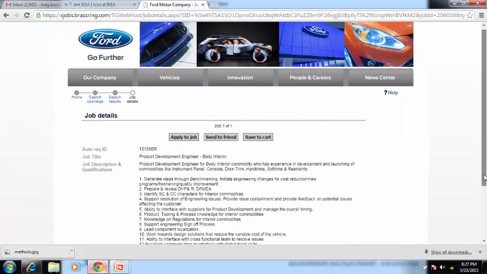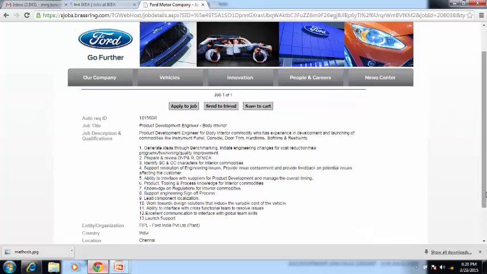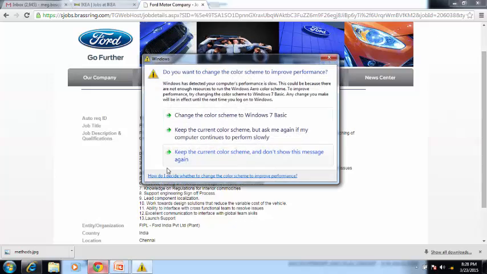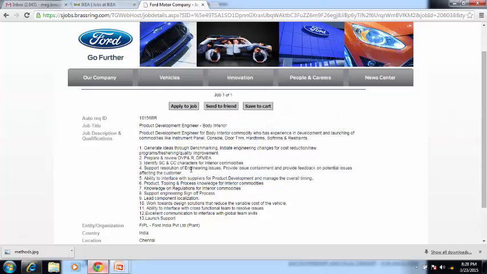I've taken a third example, which is Ford India, and this is for a product development engineer. As you can see, again, similar entries. They have a job title, a job description, and they mention the country and location below. Now here, the difference is they have clubbed the job description and the specification together, right? They mention they need to prepare and review DVP and R, identify certain things, support resolution, ability to interface, all of that.